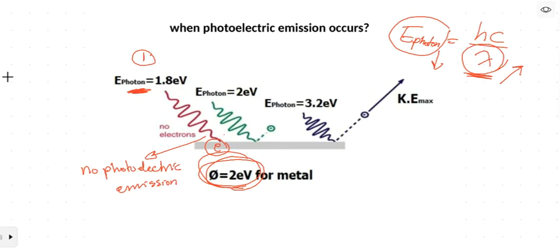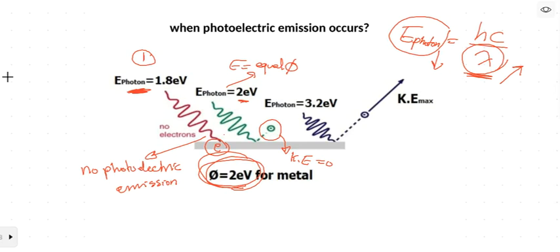Now, the second case, if I use green light and imagine approximately the E photon is 2 electron volt. So exactly it's equal to whom? To the work function. So here in the second case, the energy of the photon equals the work function. If 2 electron volts equal the work function, the electron will leave, as you see. It leaves the surface, but without kinetic energy. We say kinetic energy equals zero, or with zero speed, because the metal or the electron needs 2, so I give it exactly 2. Is that clear?